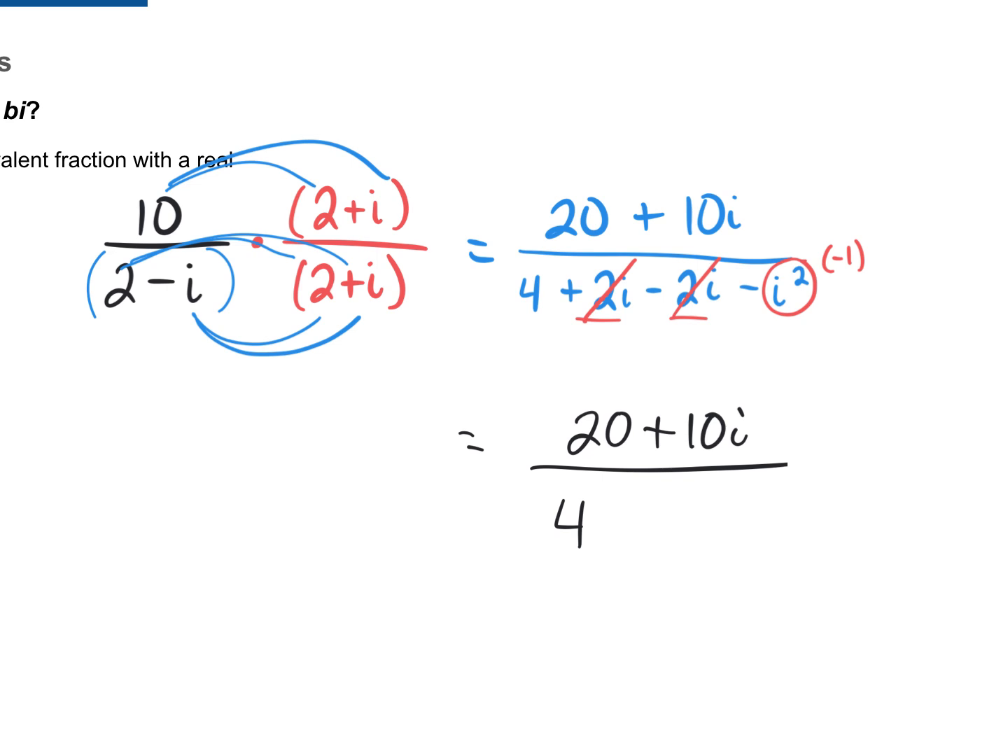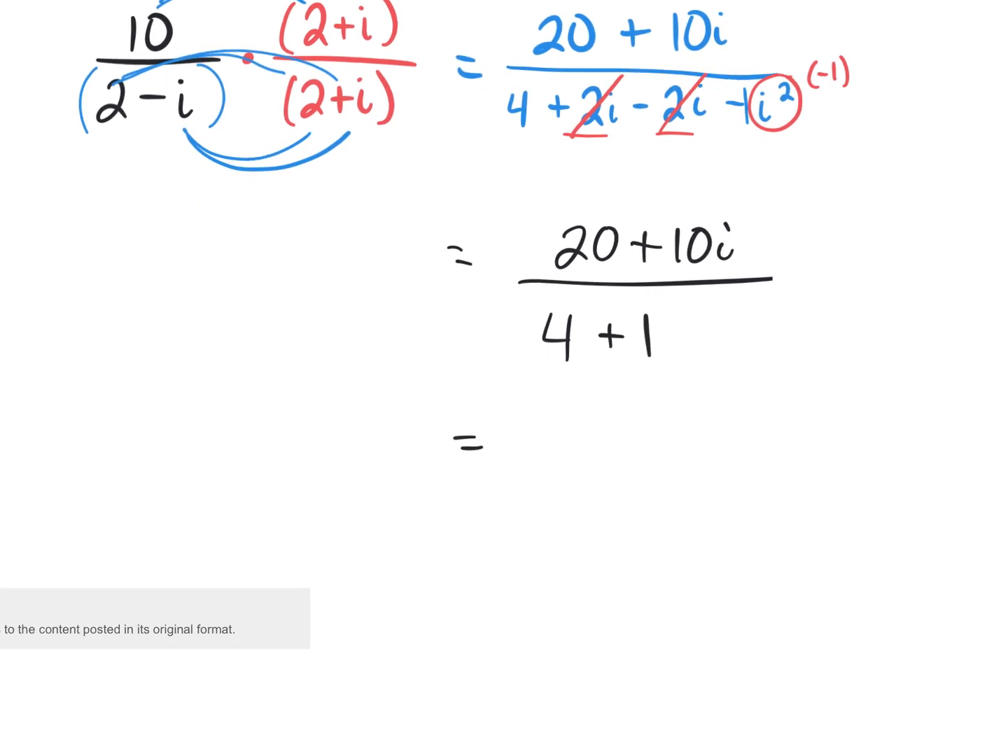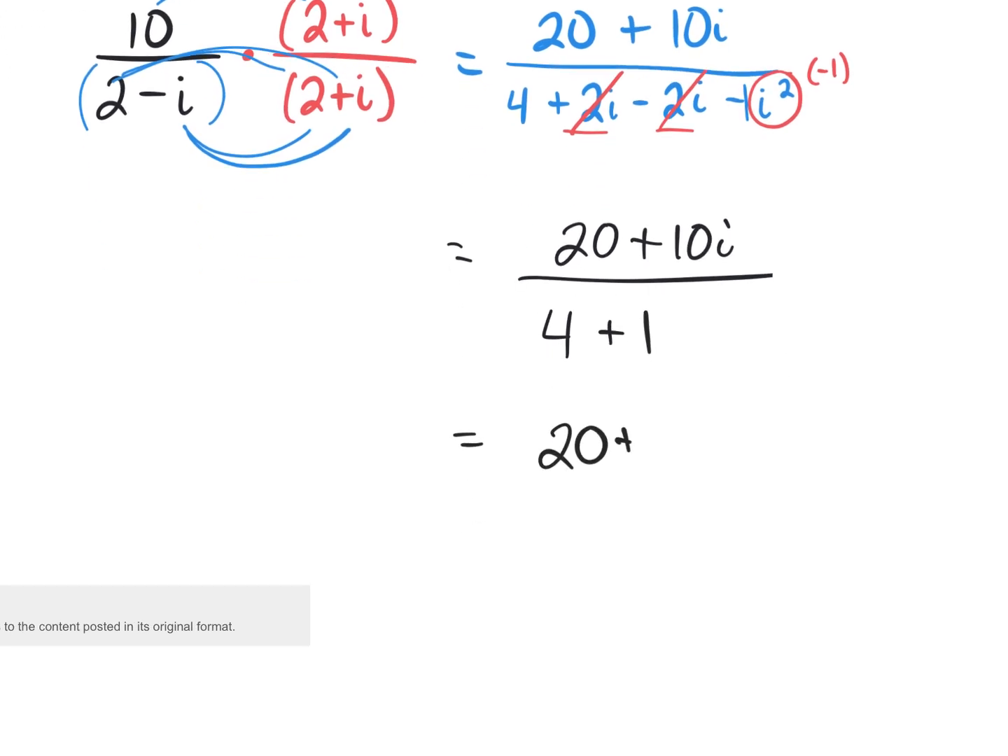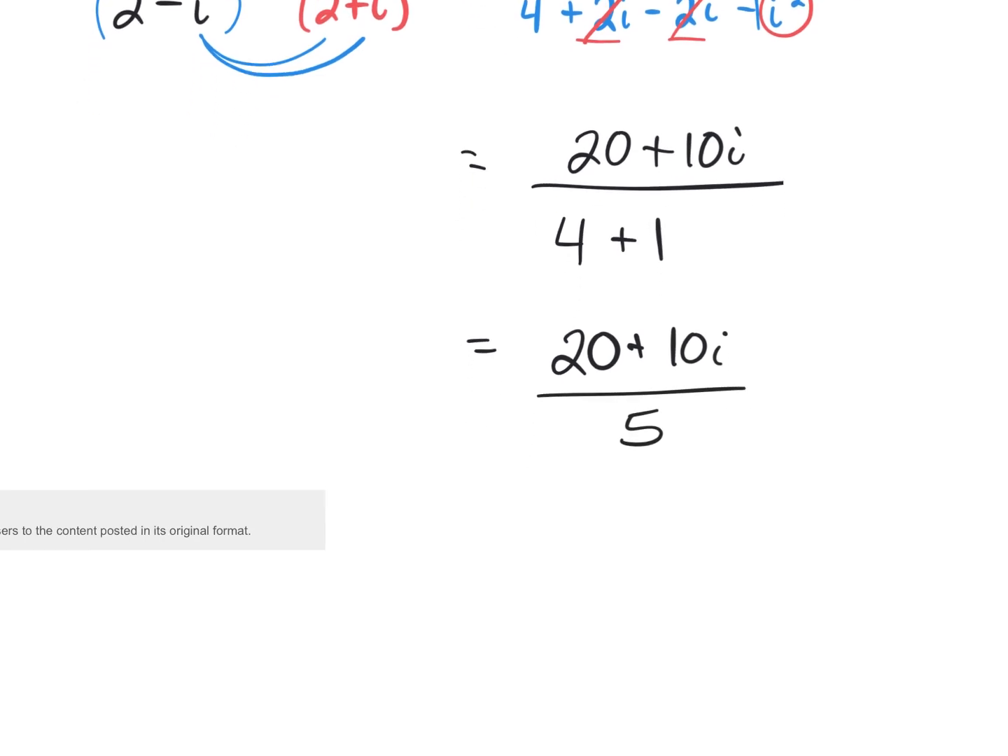Yep, because remember right here we still have that negative 1 there. So then we have positive 1. What's the last thing I need to do here? Add those together. Yep, 20 plus 10i divided by 5. There is one more thing we could do. Do we know what that is?